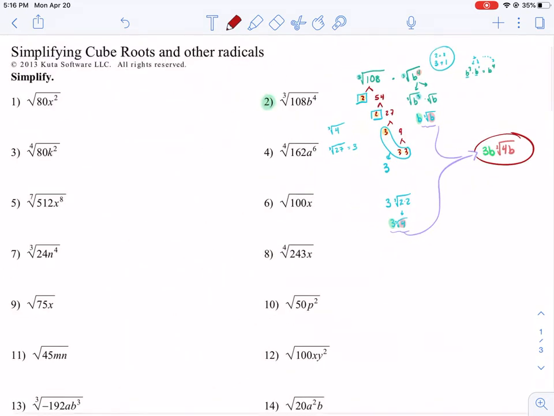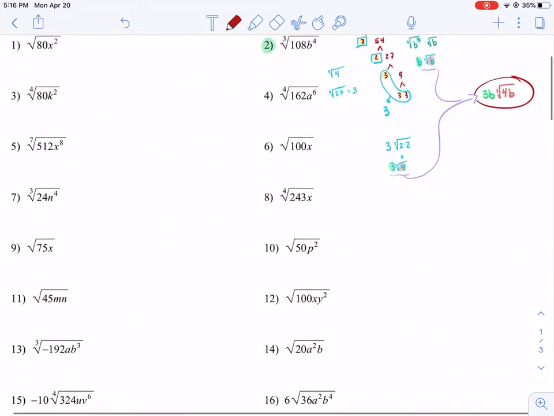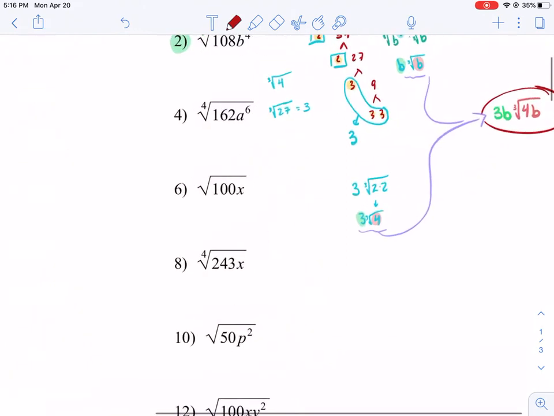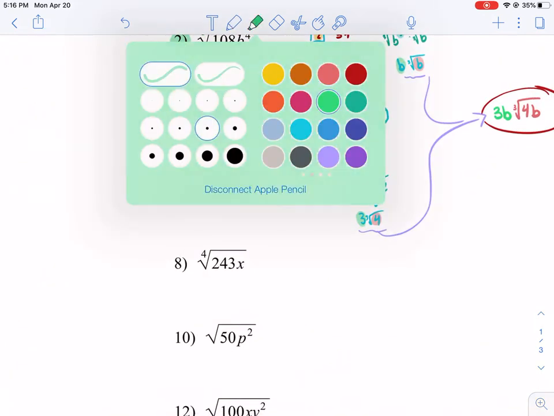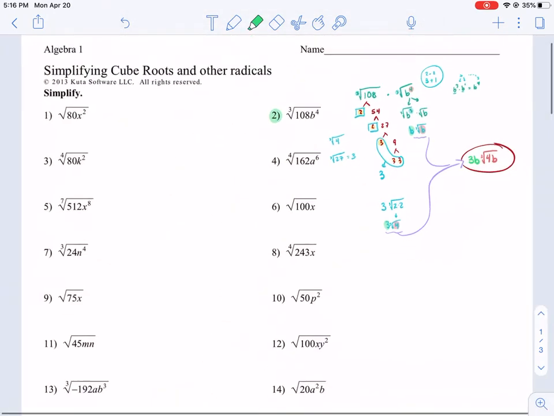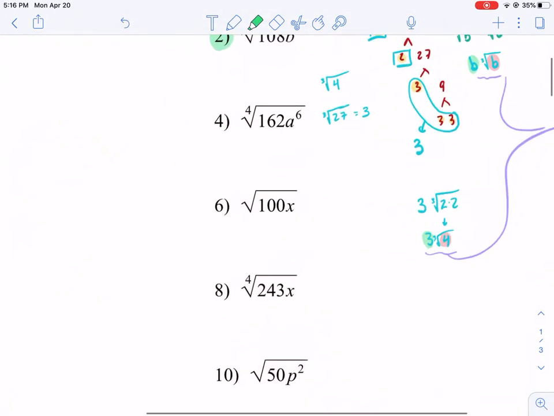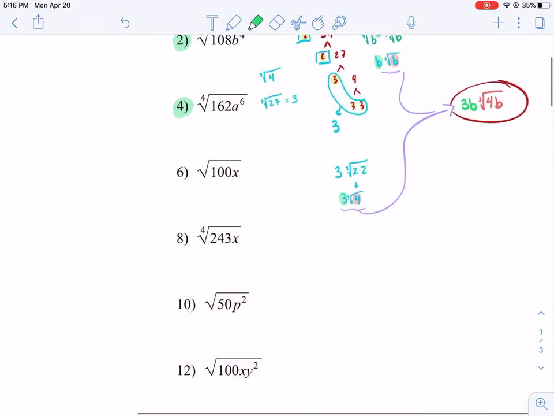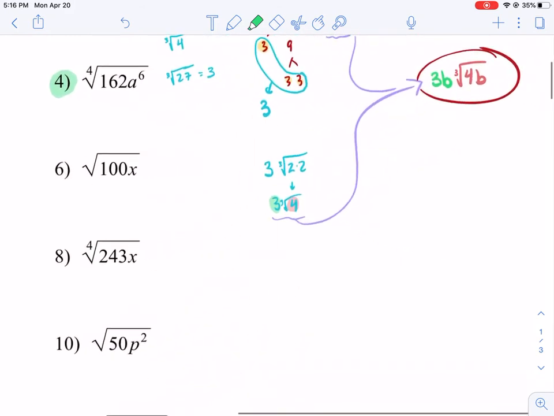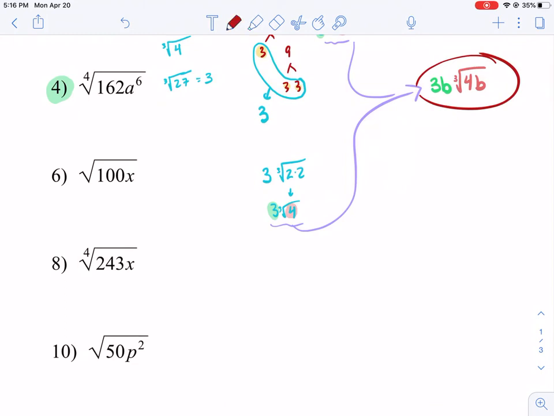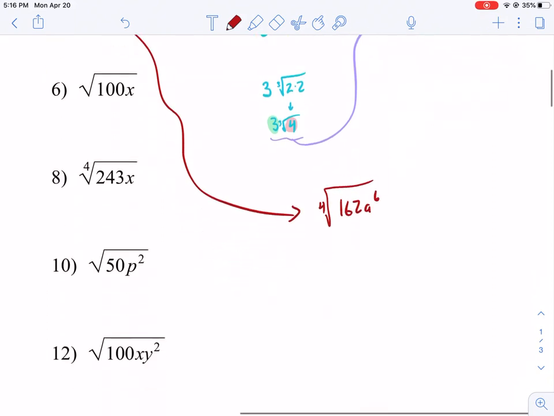Okay? Let's do another problem, just so you get the idea of how to use the index. So this one looks pretty tough. We're going to go ahead and do this. And plus, I typically assign my students the odd numbers, so doing the evens really kind of helps me out a little bit. But hopefully your teacher's going to assign some of the even problems. But let's go ahead and move this over here. So we have the 4th root of 162, a to the 6.